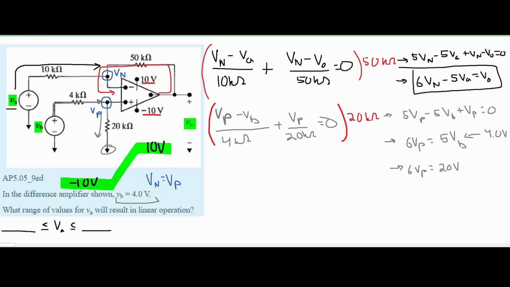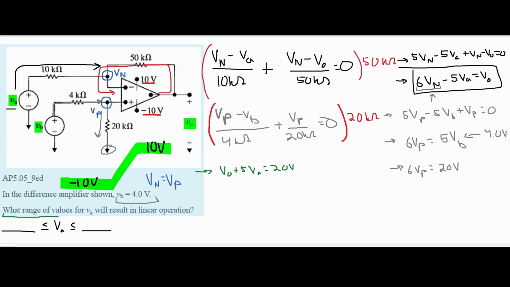Now we need to plug in for Vp. We know that 6 Vn will be equal to 6 Vp because Vn is equal to Vp. So for this, we can plug in, and if we do this, we are going to get V0 plus 5 Va is equal to 20 volts. Now we can look at this part.